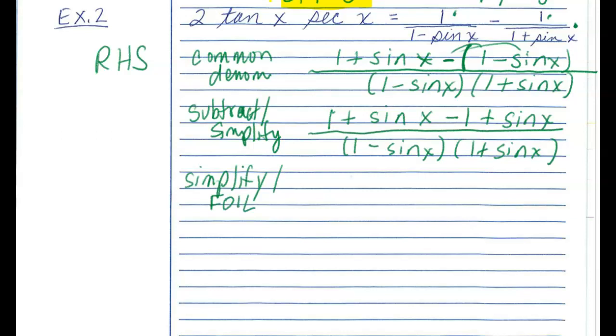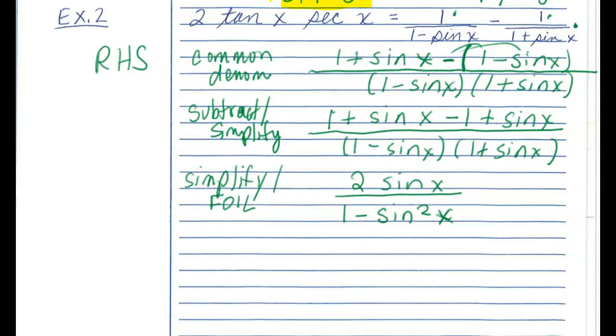So on the top, sine x plus sine x gives me 2 sine x. Remember, not sine x squared. What's x plus x? And on the bottom, after I FOIL that, I get 1 minus sine squared x. I simplified it a little bit. I didn't show every step, but I did FOIL it.